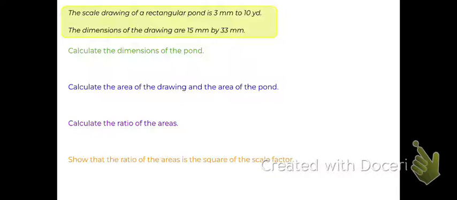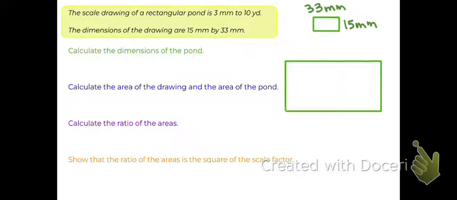Here it says the scale drawing of a rectangular pond is 3 millimeters to 10 yards. The dimensions of the drawing are 15 millimeters by 33 millimeters. So let's first sketch our drawing. And what it's asking us in the first question is to calculate the actual dimensions of the pond. So we need to convert that 33 millimeters to yards and the 15 millimeters to yards. And we're going to do that by setting up a proportion.